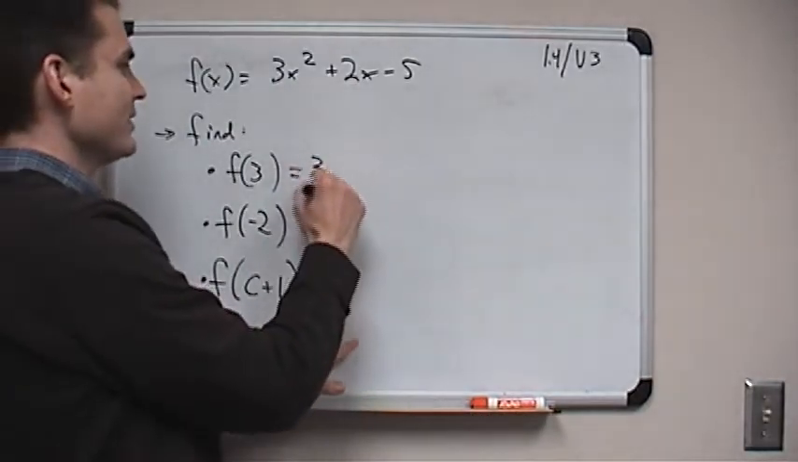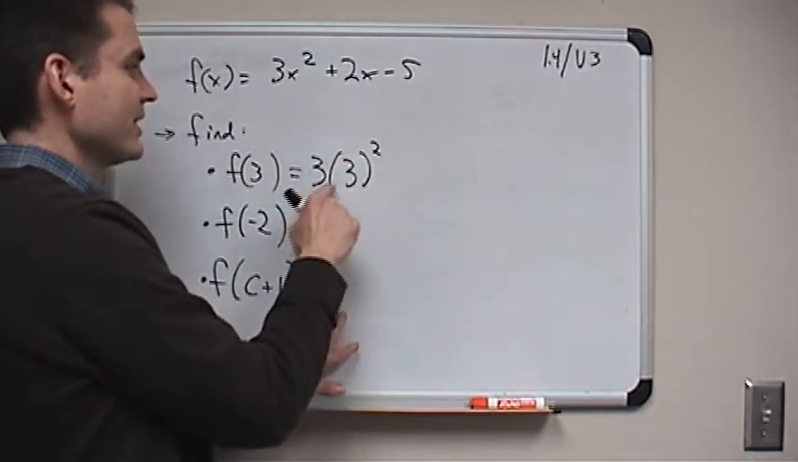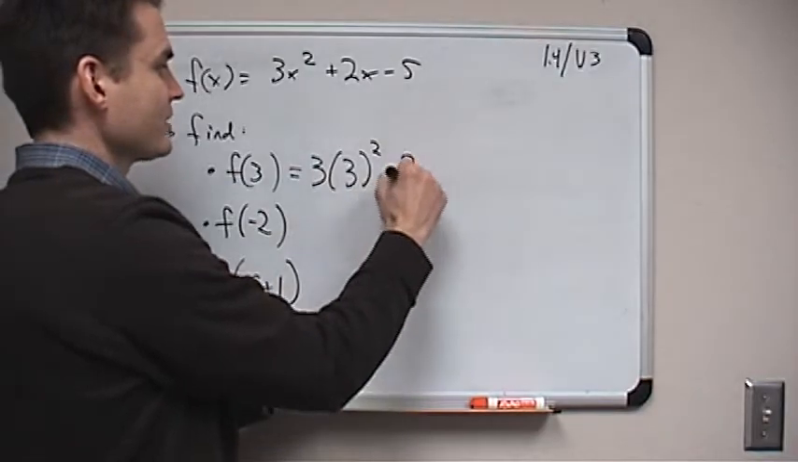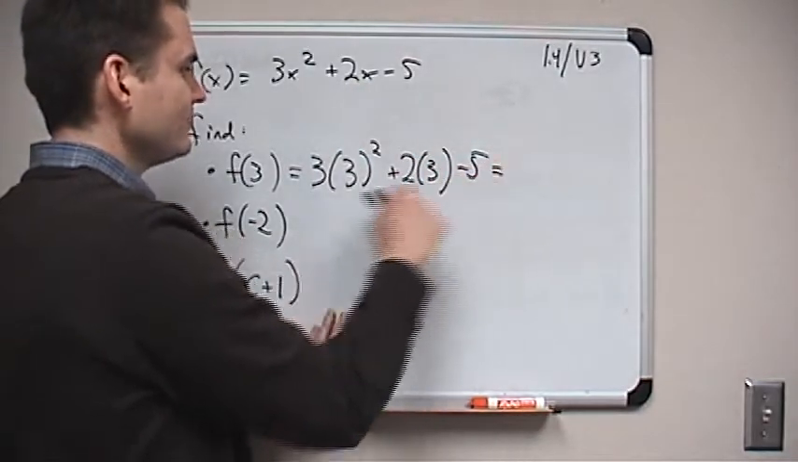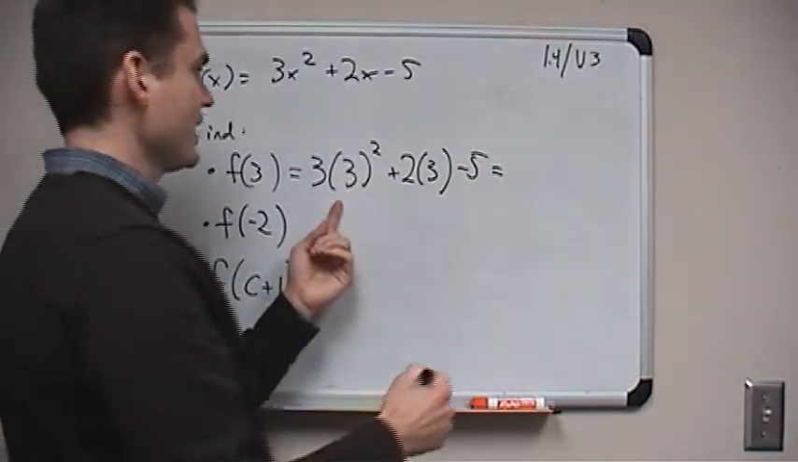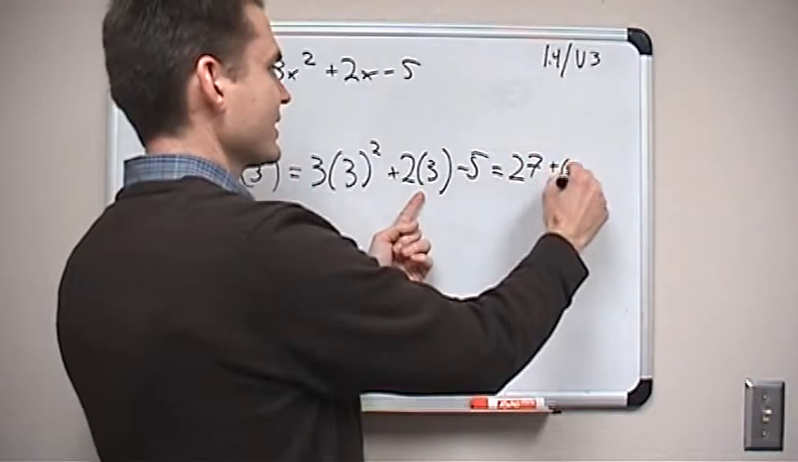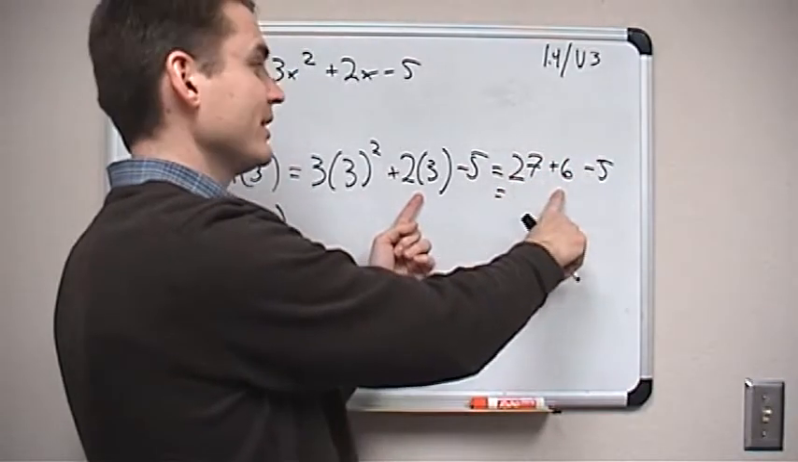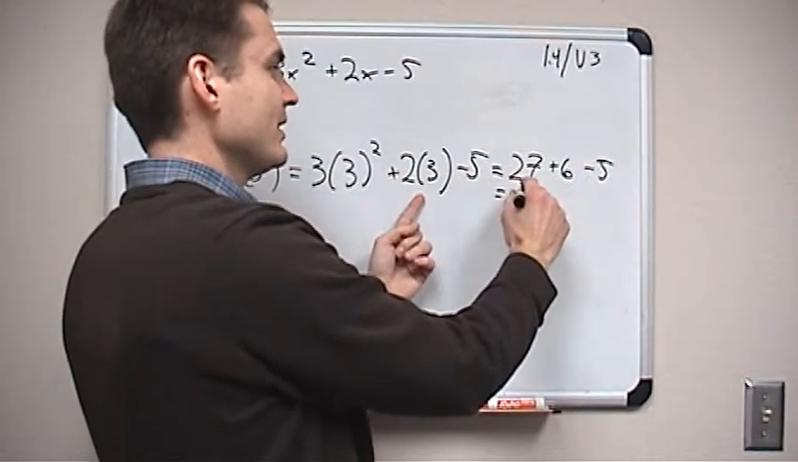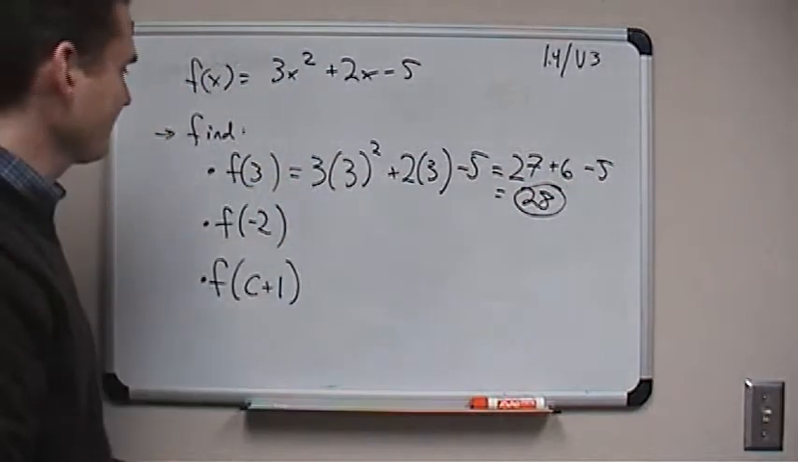Okay, so that's easy enough to do. I see that I have 3 times x squared, so that'll be 3 times 3 squared, plus 2 times 3, minus 5. And I have to simplify this, of course. It's going to be 3 times 9, which is 27, plus 6, minus 5. Let's see, that's 33, minus 5. That should be 28. So f of 3 is 28.